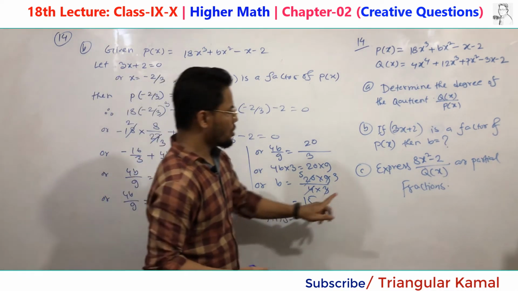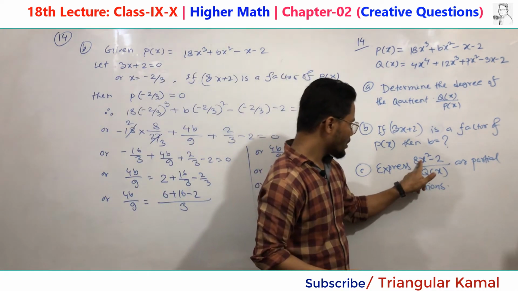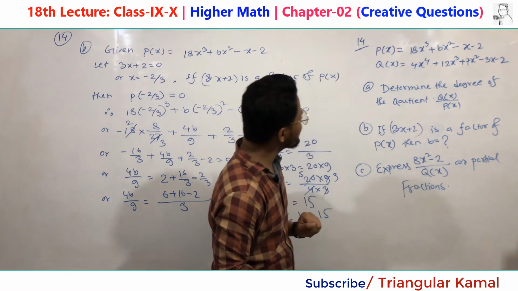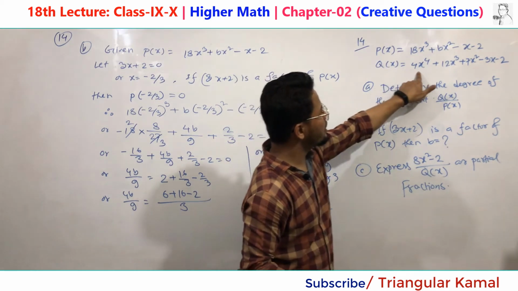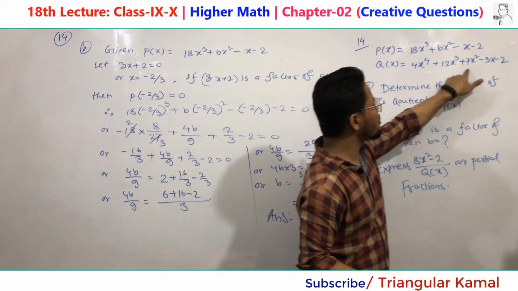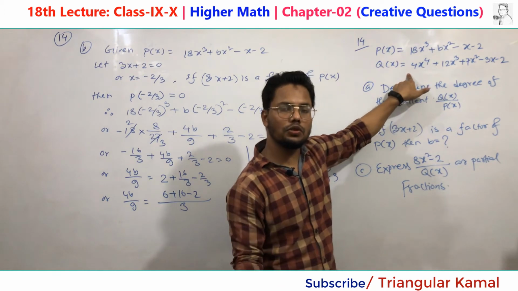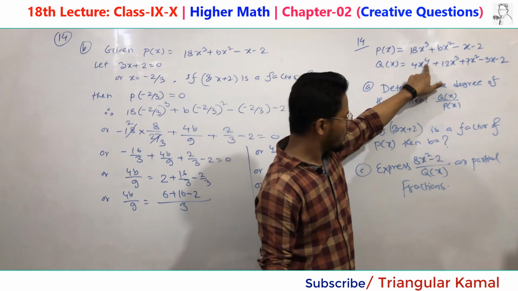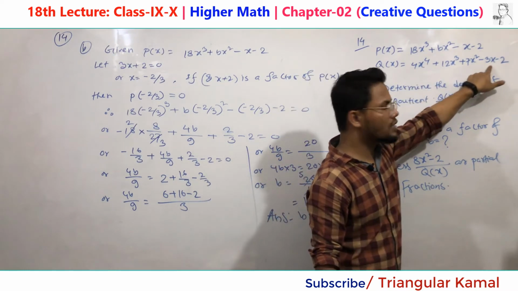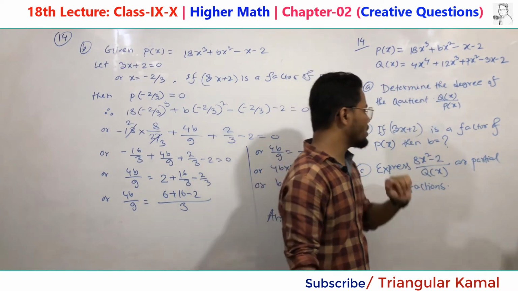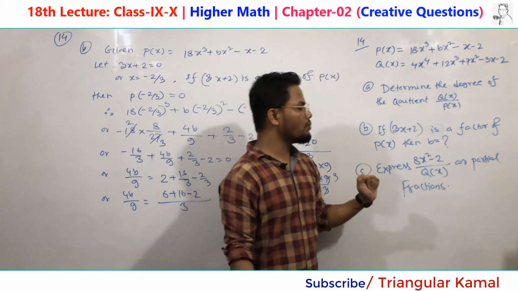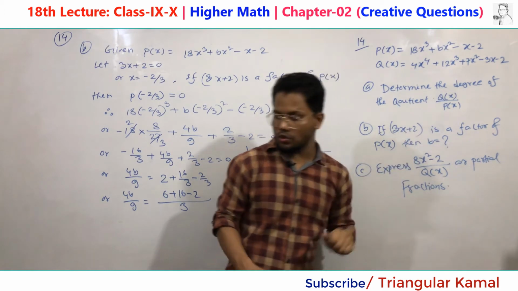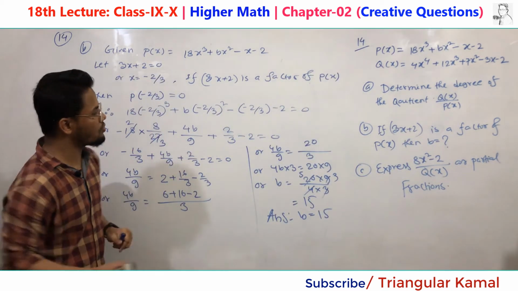Now give attention to question number C. Express 8x squared minus 2 divided by q(x) as partial fractions. Give attention to q(x). First you have to find the factors of this one. How many factors will you get here? 4 factors, because the leading power is 4. So first you have to find the factors of q(x) and then express using method 1 to method 5. First find the factors, then pay attention to which method you can apply.